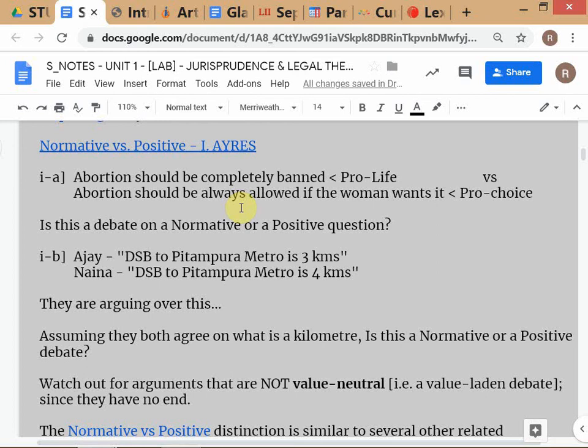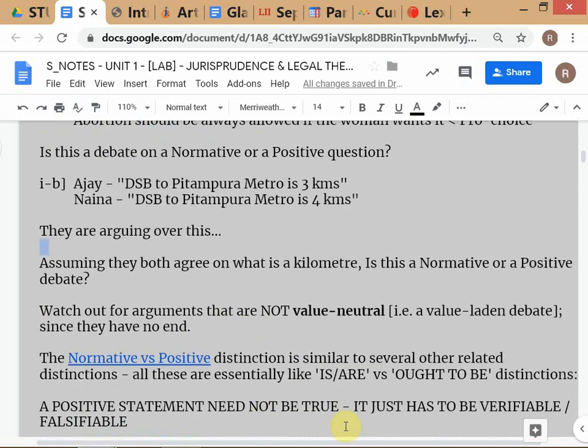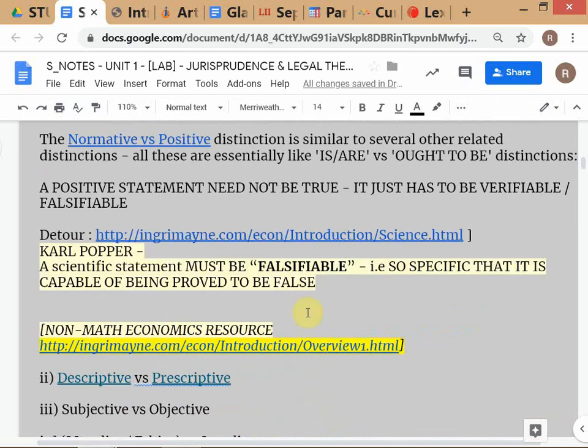Now this is a value neutral argument. This kind of argument is worth having, because you can figure out the answer eventually. You can learn something. This is clear? This second debate is a debate on a positive question. The distance from here to Pitampura, you can figure out once again from Google Maps, so you can resolve this problem. So this is a debate on a positive question. That's all we are saying here.